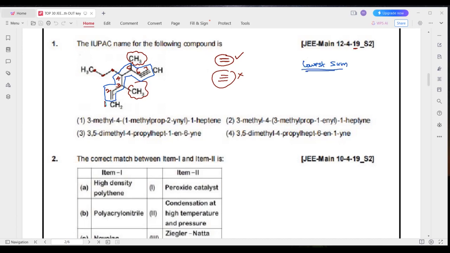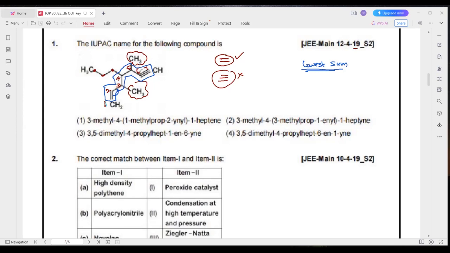For example, if the double bond were here instead, then we will number from both directions. Wherever you get the lowest sum, from that place we will do the numbering. So now I have selected this chain, I think that is clear. Why have I selected this chain? Because see here, the double bond and triple bond are both included. And why have I numbered from here? Because the lowest number should be given to the double bond.